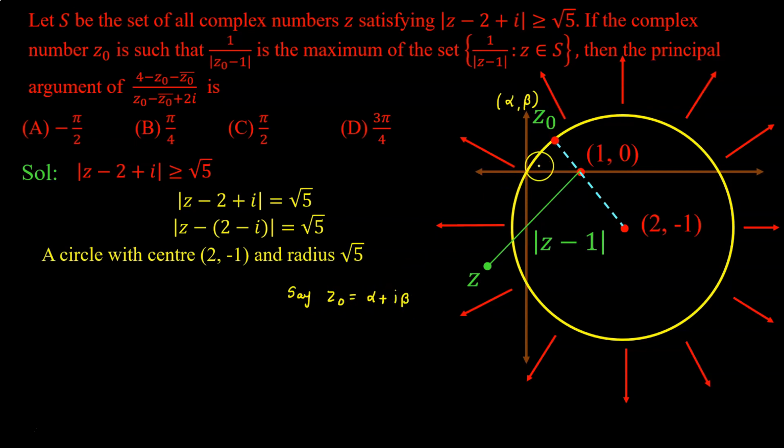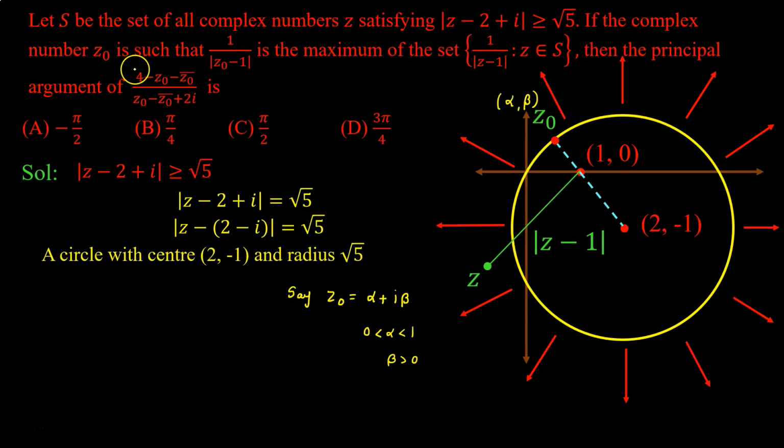Now alpha is going to be surely between 0 and 1, isn't it? Because this is 1 and this is the origin. So (alpha, beta) will be a point in the first quadrant. So alpha lies between 0 and 1, 0 less than alpha less than 1. And beta will be a positive quantity because this is a point in the first quadrant. So beta will be greater than 0.